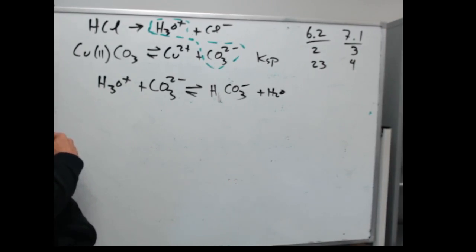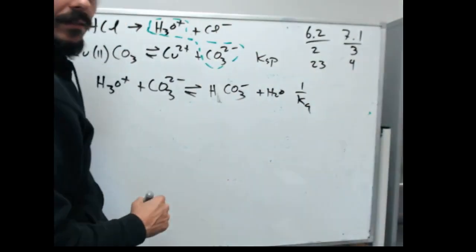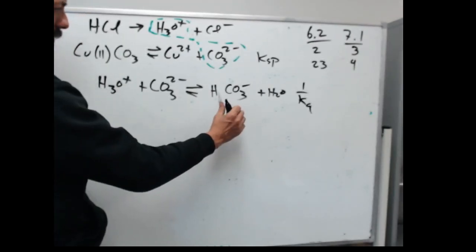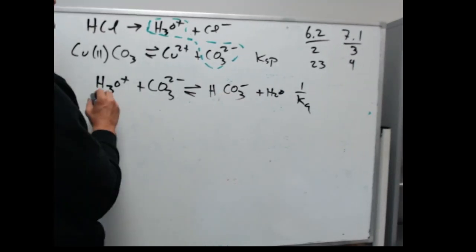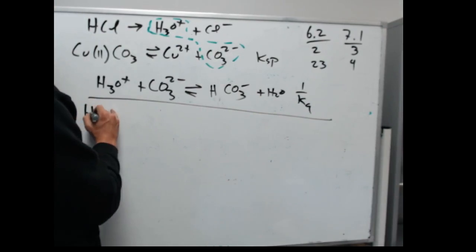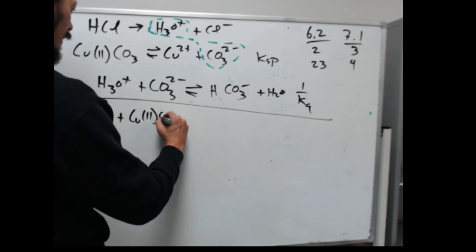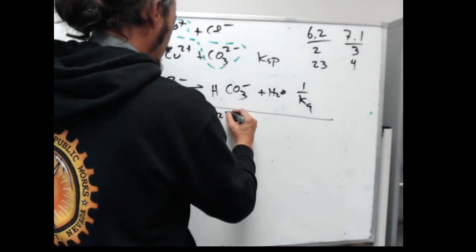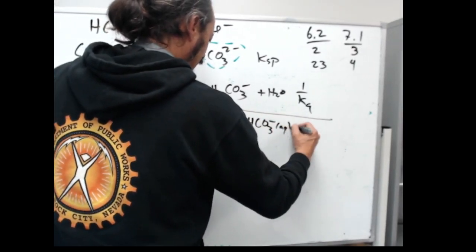It's a reverse of a Ka. Yeah, this is going to be a 1 over Ka, because HCO3 plus H2O donates that proton. So then I can just put these two together, and I can do H3O+, CuCO3 goes to Cu2+, HCO3-. Put my states of matter on there.